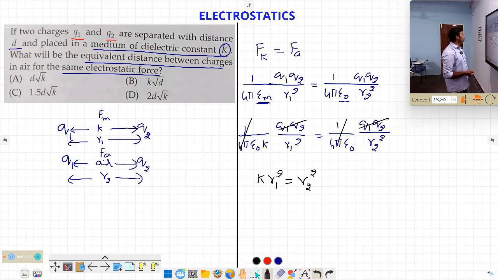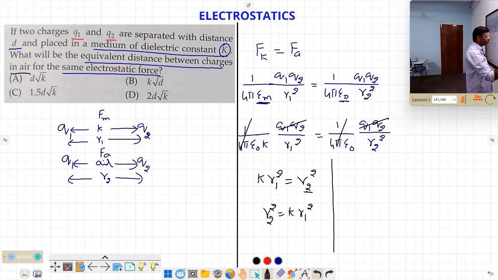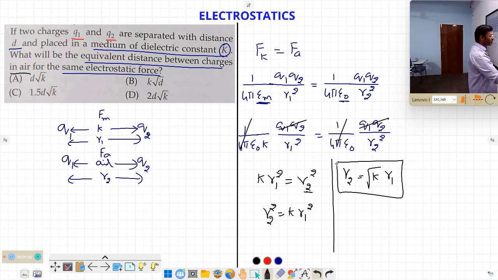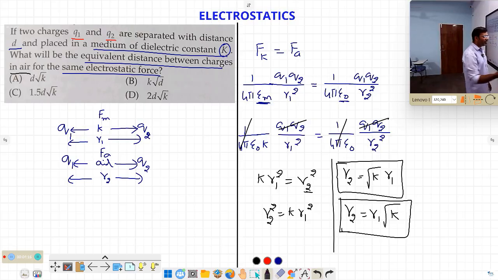So what is the question asking? What will be the equivalent distance between the two charges in air? That means the distance between the two charges in air, which is R2. They are asking us to find the R2 value. So R2 square is equal to K into R1 square. Taking the square root, R2 is equal to root K into R1, because the square root of R1 square is R1. So R2 is equal to R1 times root K. This is the expression for R2.